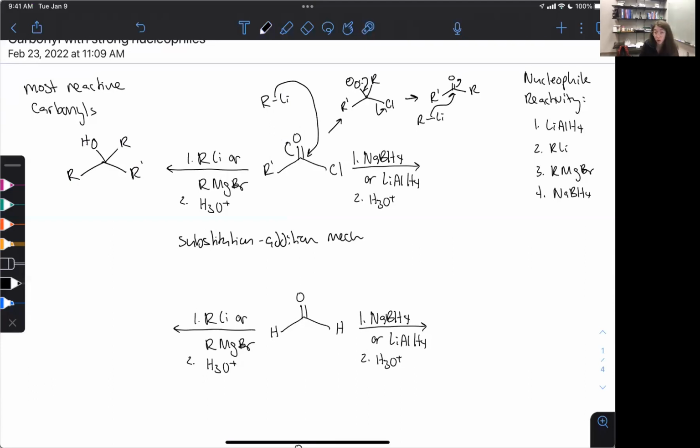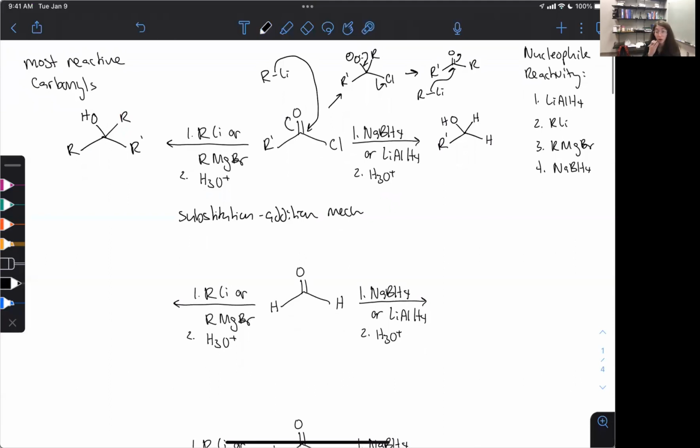If you use sodium borohydride or lithium aluminum hydride, the only difference there is that instead of R's, you're adding H's. So you're just changing your nucleophile from a carbon to a hydride. So you're going to end up with an H. Actually, I'll put it on the other side. H. Okay, so we end up with a primary alcohol. And that's for both sodium borohydride and lithium aluminum hydride, same thing.